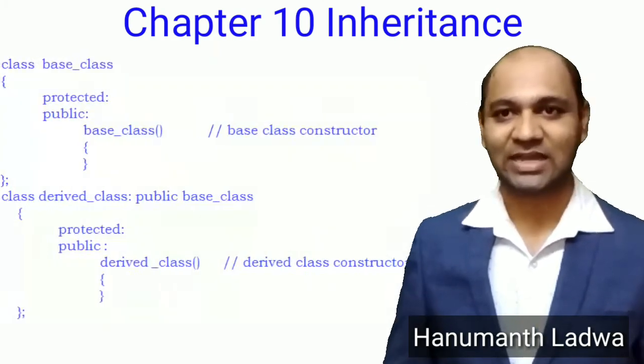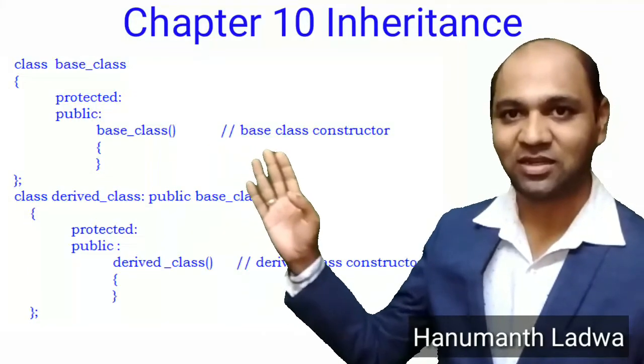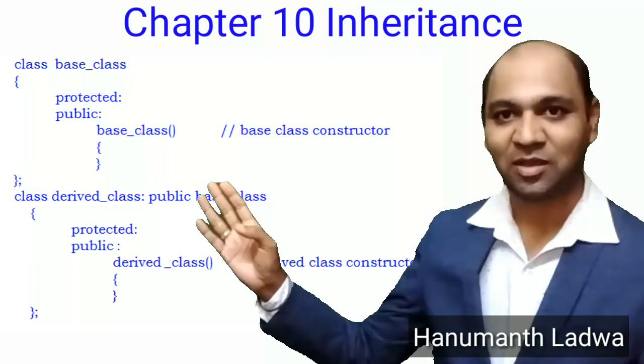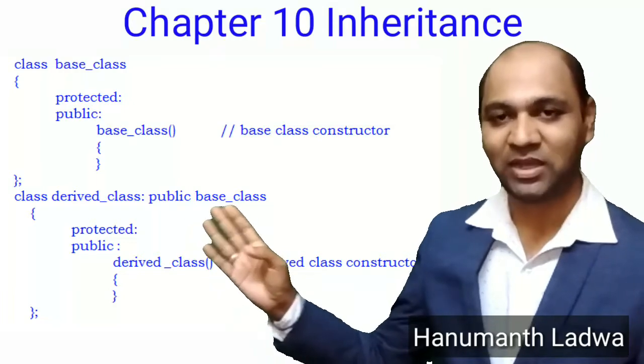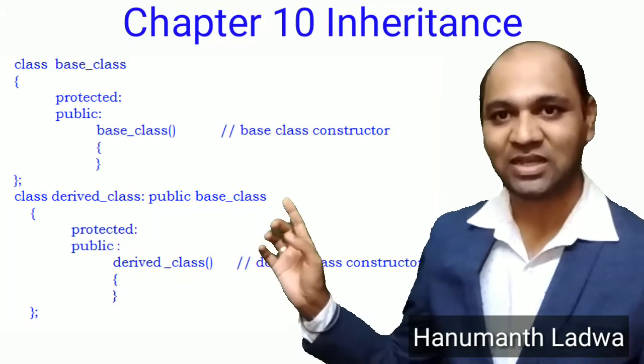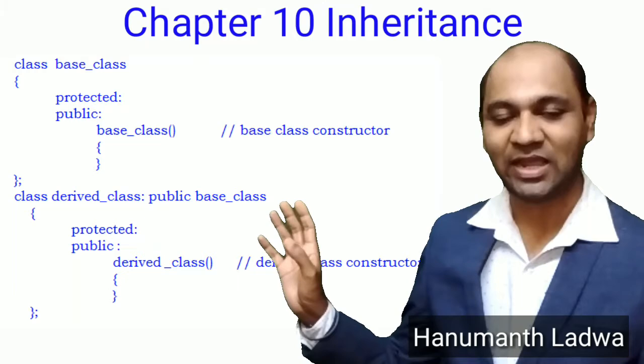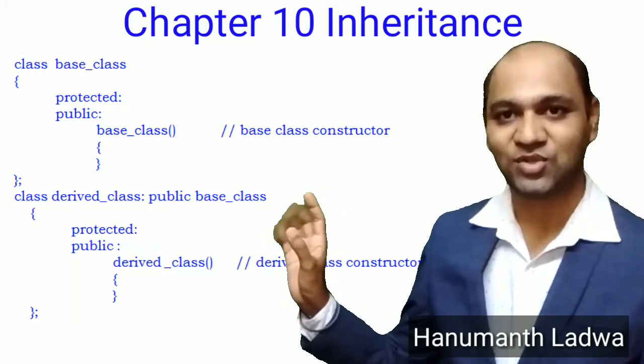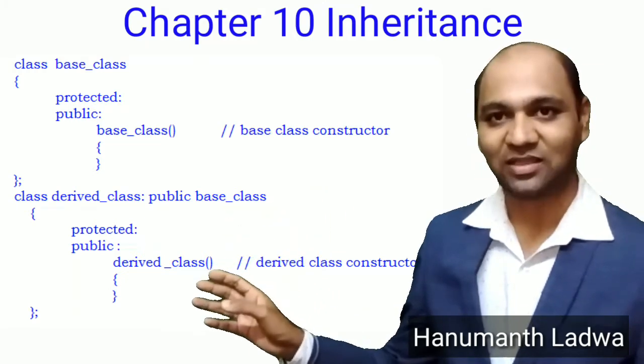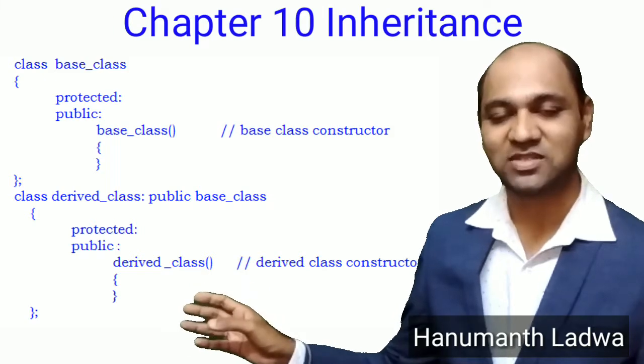Now let us take a syntax. Here you can see class, then base class, curly open brace, protected, and then we are going to write public, and here we'll write base class round braces. So this indicates it is a base class constructor. So curly open and closing brace and then put curly closing brace and put semicolon.